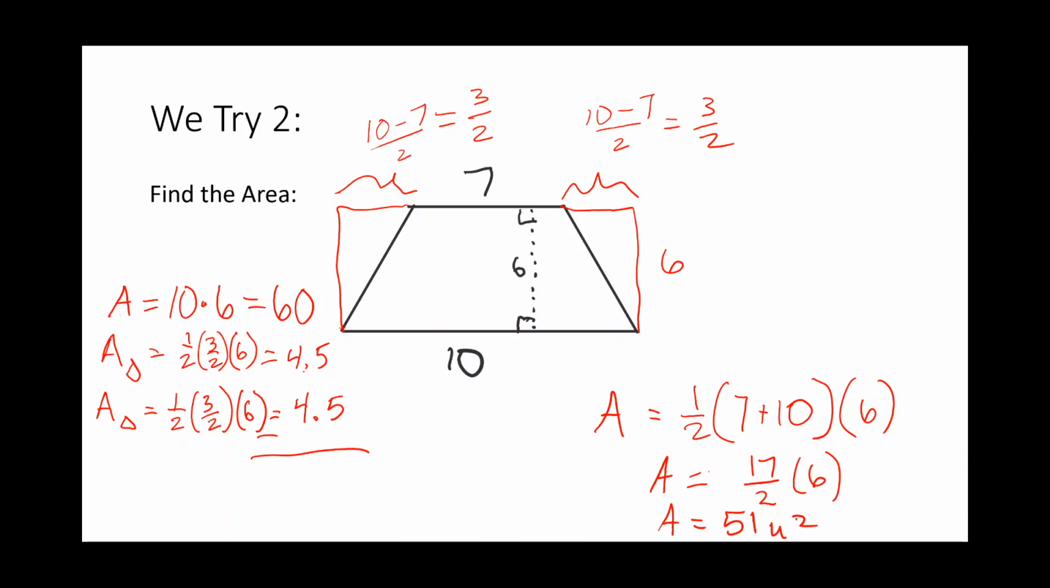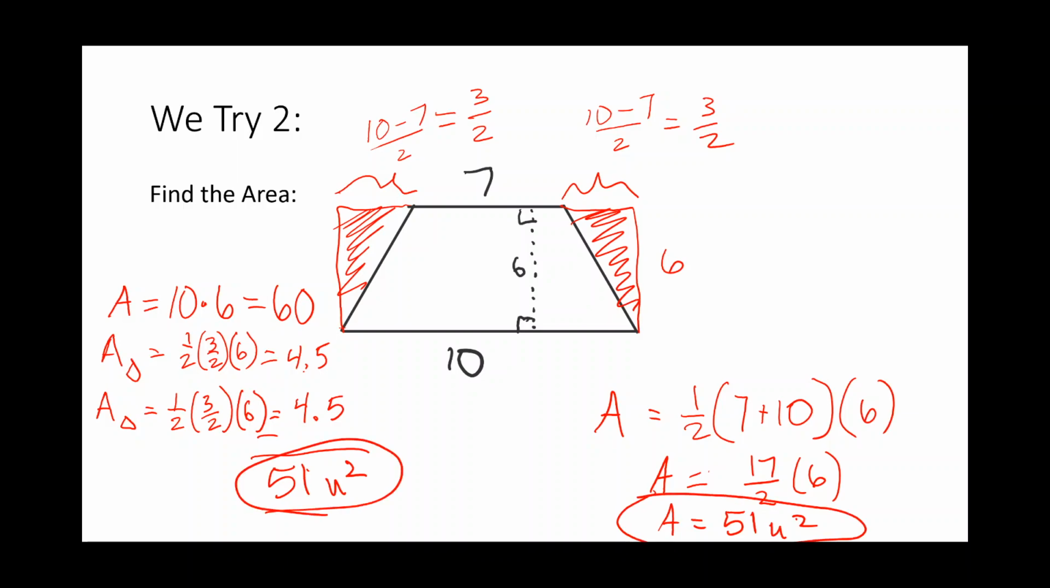So now all I need to do is take 60, subtract off 4.5, subtract off 4.5, and that'll give me the area of the trapezoid inside of the big rectangle. So 60 minus 4.5 minus 4.5, and I get 51. Hey, look at that. We got the same thing both ways. Fun. Awesome.